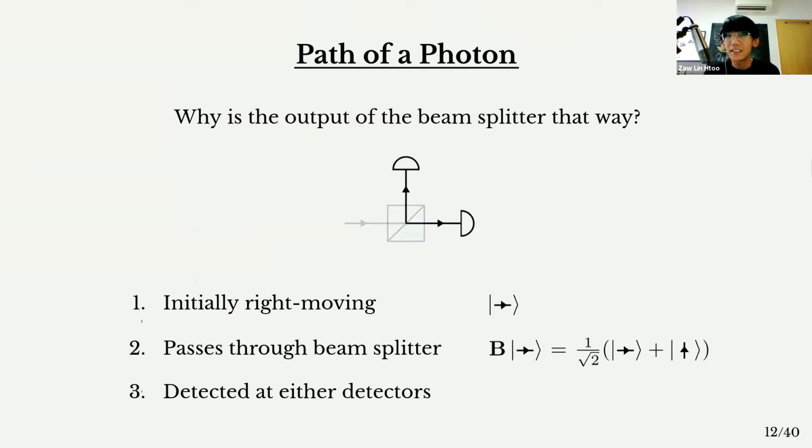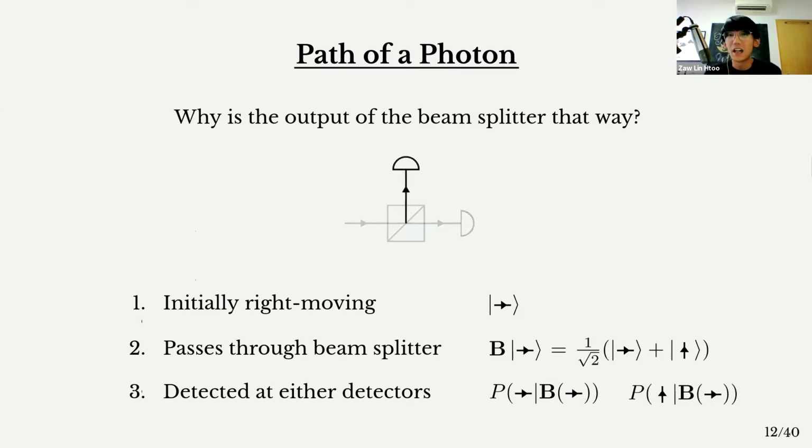And if we try to think of what happens at the detectors, basically we're asking, if I put in a right moving photon and pass it through a beam splitter, what is the likelihood that I will detect it on the right detector? That's basically asking for the probability of the right moving photon, given the beam splitter after acting on the right moving photon.